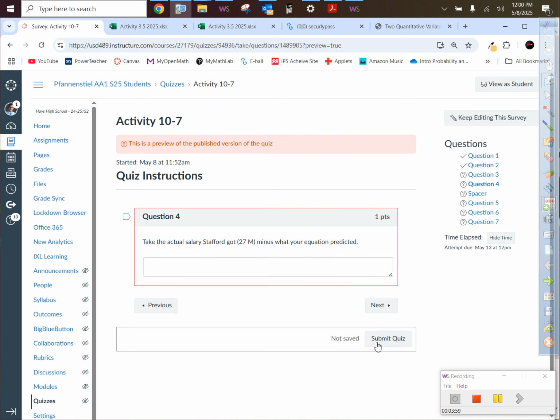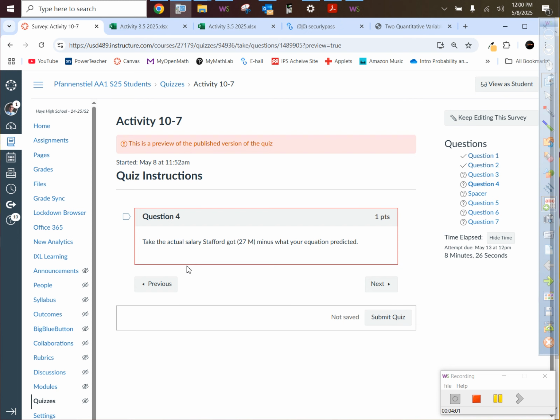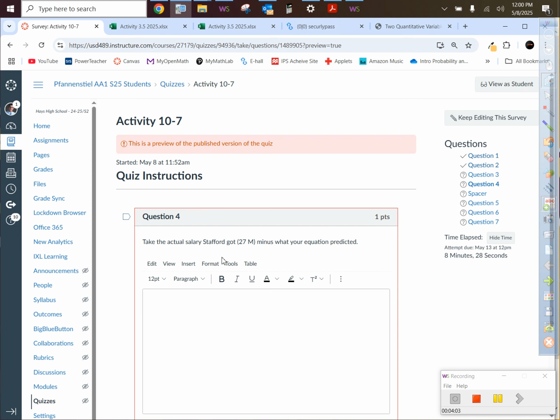And then on the next slide, they say take the actual salary that Matthew Stafford got, $27 million, and subtract away what our equation predicted of 23.6. So I'm just going to type in what you need to do. You obviously don't have to type that. You just put it in, 27 minus 23.6. And would you believe, the difference between those is 3.4.